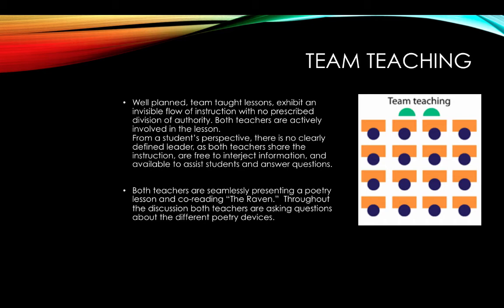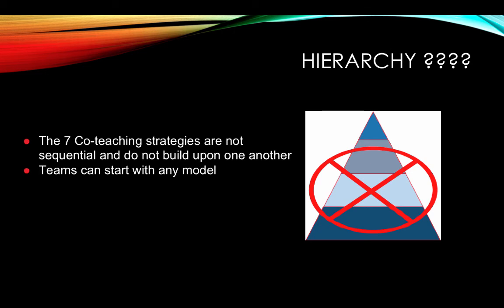Both teachers are seamlessly presenting a poetry lesson and co-reading The Raven, for example. Throughout the discussion, both teachers are asking questions about the different poetry devices. There's no hierarchy. The 7 co-teaching strategies are not sequential and do not build upon one another. Teams can start with any model.